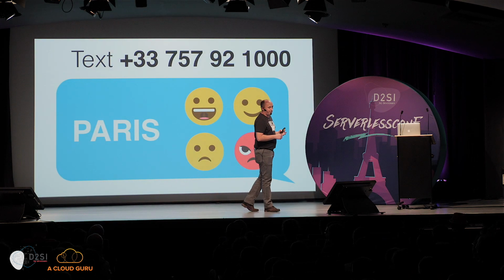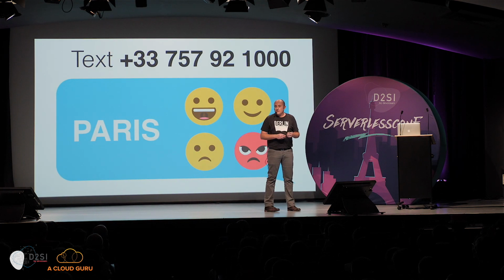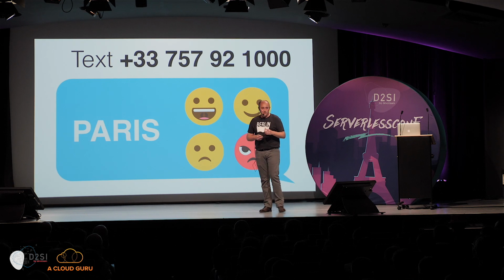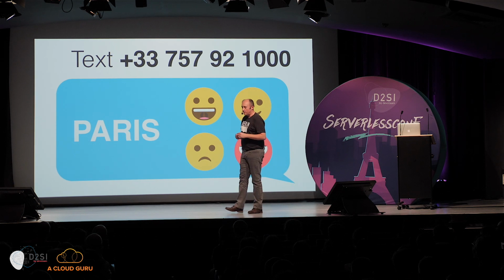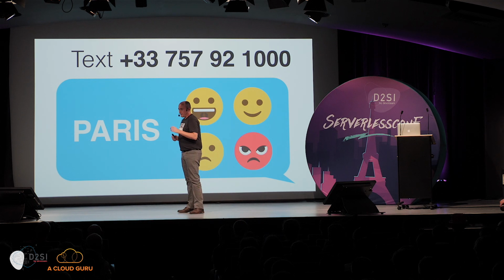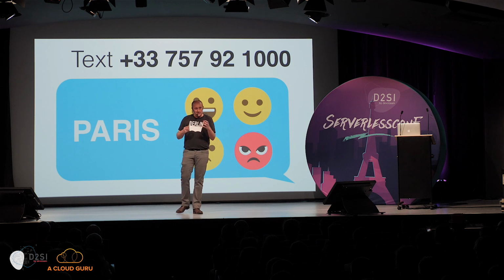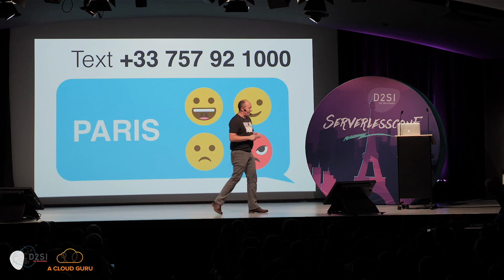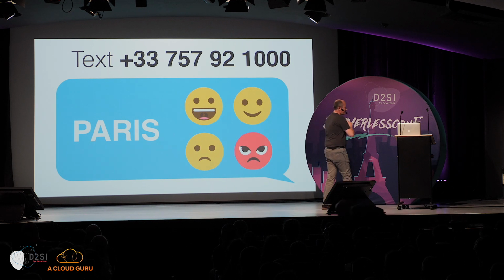I also put together an SMS gateway so that if you want to try it, you can text this number with Paris, space, and a smiley face. So those are a variation of those. So that we'll get another way to vote for this application.